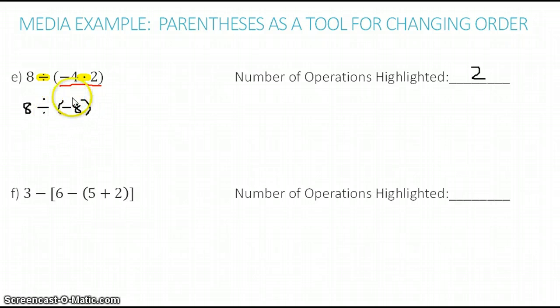I put parentheses around this negative 8. I didn't have to, but notice the operation is already performed, so this isn't an ordering or a grouping parentheses. It's just showing us that the negative belongs to the 8, so we don't get it confused with the division symbol. Now we have 8 divided by negative 8. Well, we divide the absolute values. 8 divided by 8 is 1. Since one of the numbers is negative, our result is negative 1.